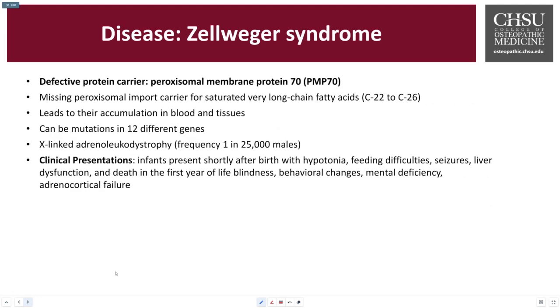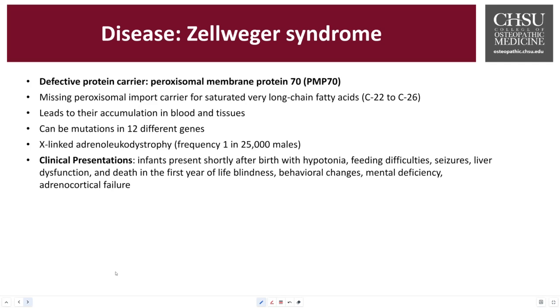Another disease application is Zellweger syndrome. Zellweger syndrome is a genetic disorder that is characterized by a defective peroxisome membrane protein carrier, also known as PMP70. This protein plays a critical role in the transport of saturated very long-chain fatty acids, ranging from 22 carbons to 26 carbons, into the peroxisome. Because of the absence or malfunctioning of this PMP70 membrane protein, you're not able to transfer fatty acids into the peroxisome, and as a result, they accumulate inside the blood and tissues.